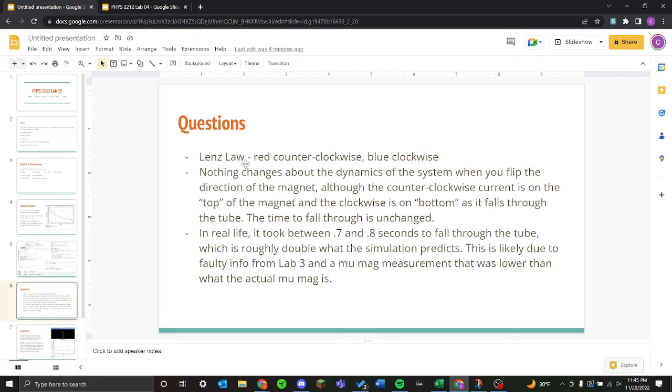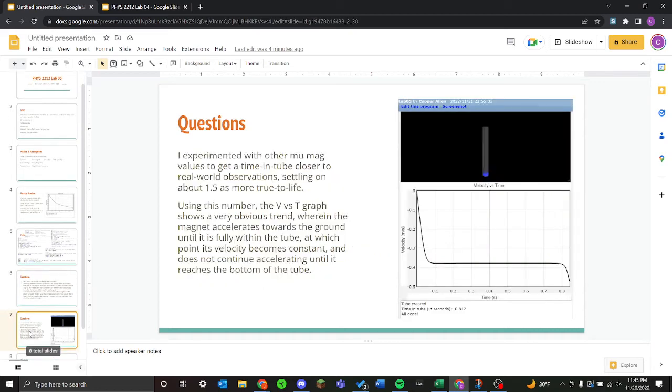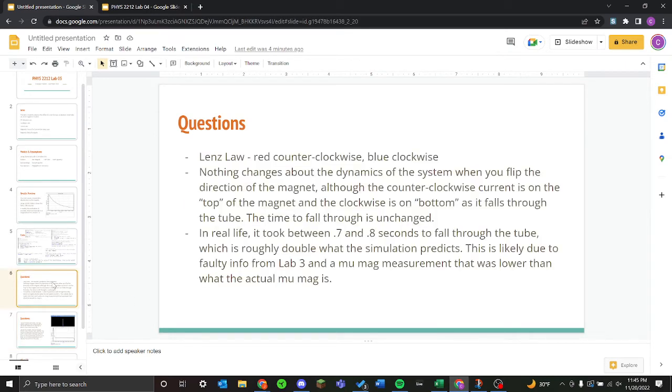So we had some questions in the middle of it. The first question was about when we simulate it, it goes red and blue. You can see the blue at the bottom here, and figuring out which one is clockwise and which one's counterclockwise for the current as it goes through. The red bit is the counterclockwise bit, the blue bit is clockwise.